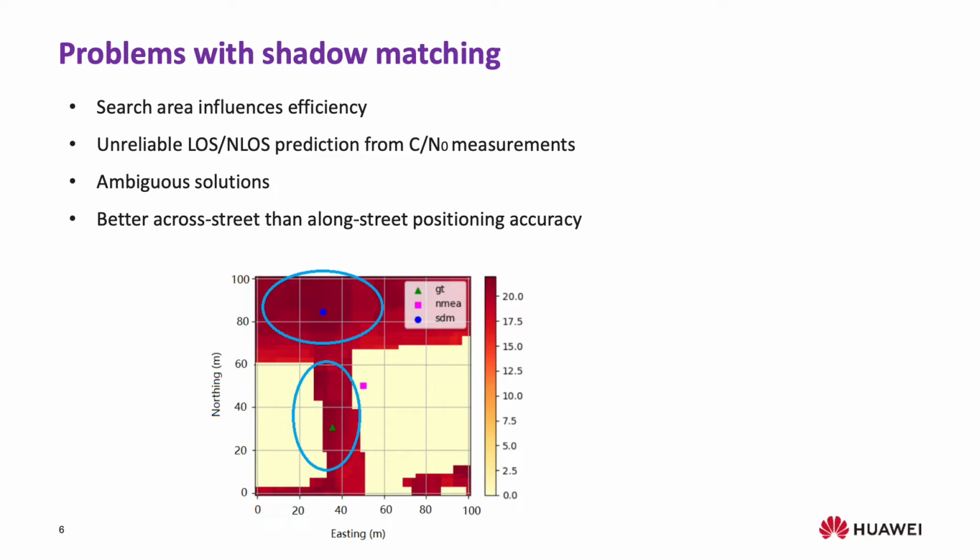The second point, the prediction of line of sight or non-line of sight signals from signal-to-noise ratio is not reliable. We know that the reflection from glass surfaces of tall buildings may sometimes produce non-line of sight signals with very strong signal-to-noise ratio. The third point, shadow matching algorithms sometimes produce ambiguous solutions.